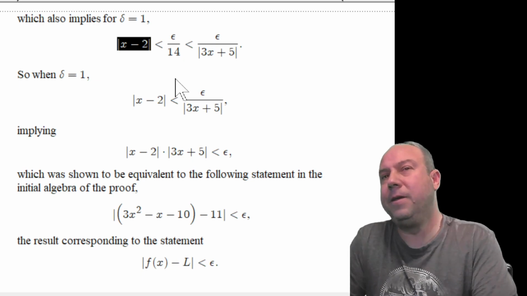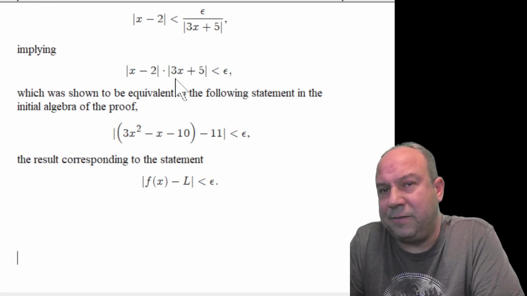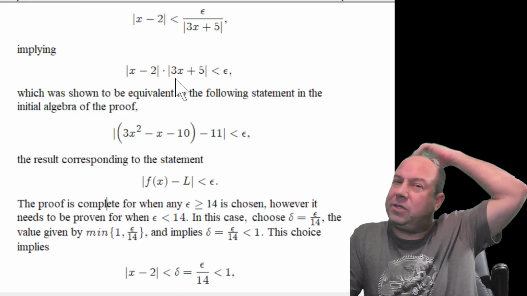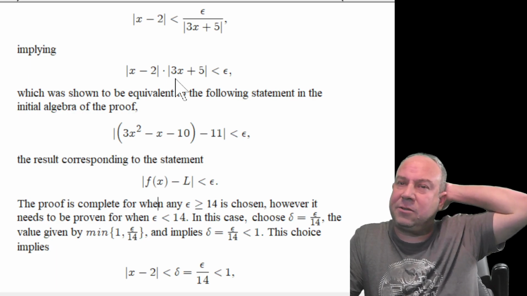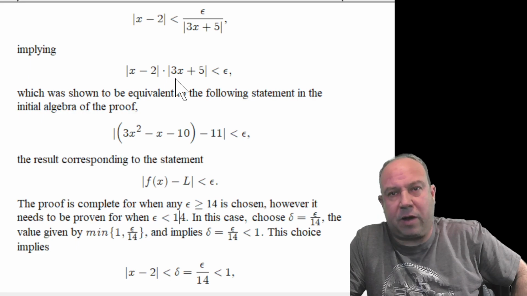What we now have to consider is the cases for when epsilon is less than 14. As we say here, the proof is complete for when epsilon is greater than or equal to 14. However, it needs to be proven for epsilon less than 14.